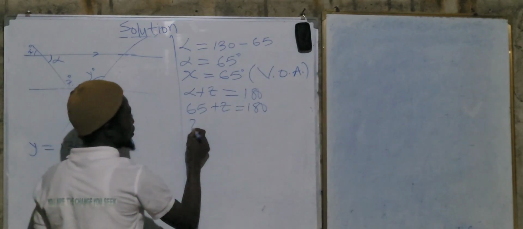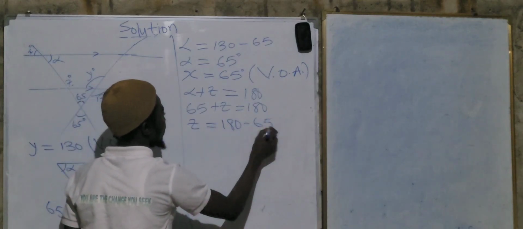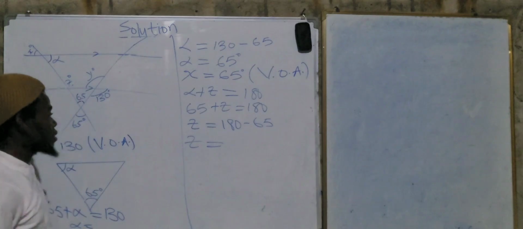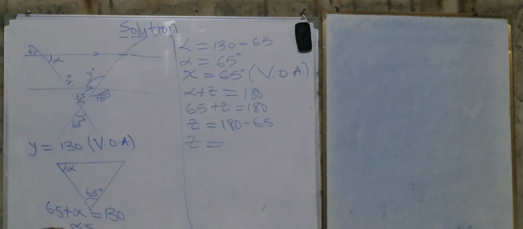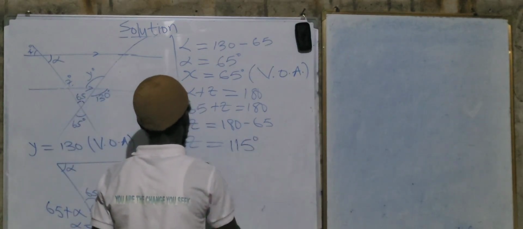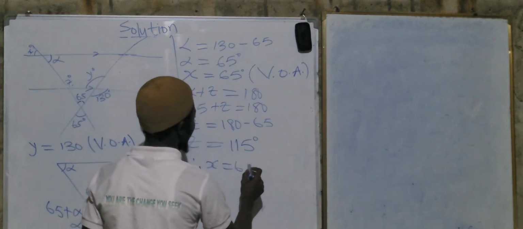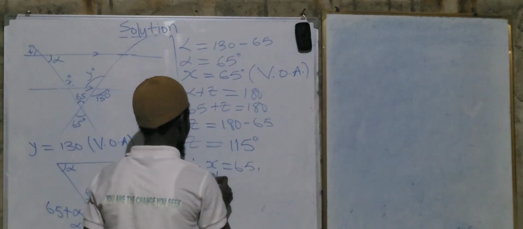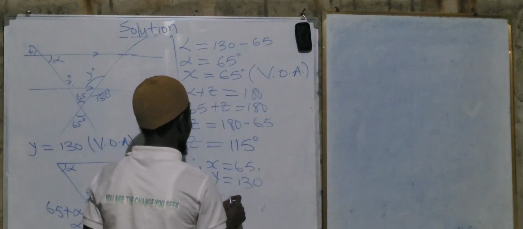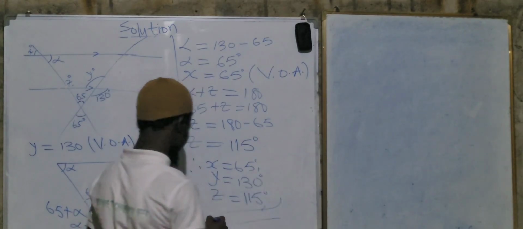Now let's make Z the subject here. Z is equal to 180 minus 65. What do we have for that particular value? 115. Now you have 115 degrees, right? Therefore, X is equal to 65, Y is equal to 130, and Z is equal to 115 degrees. That's one.